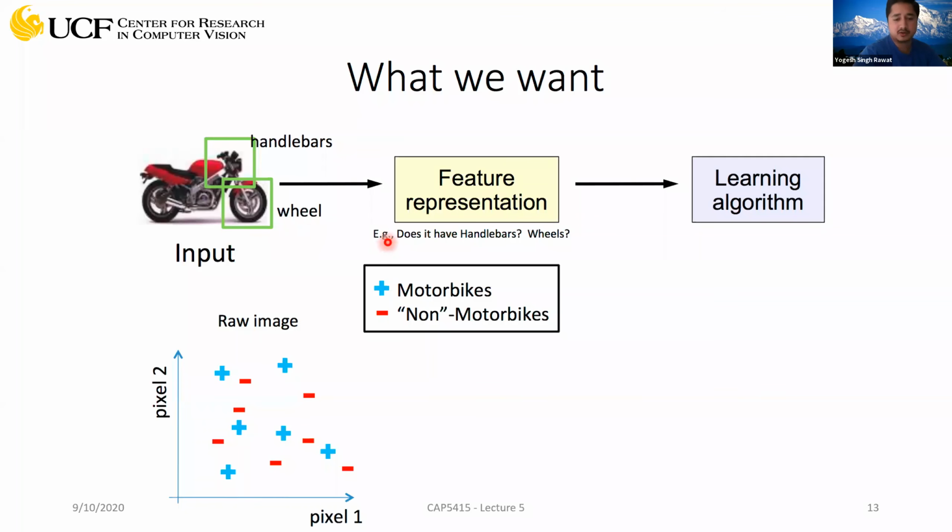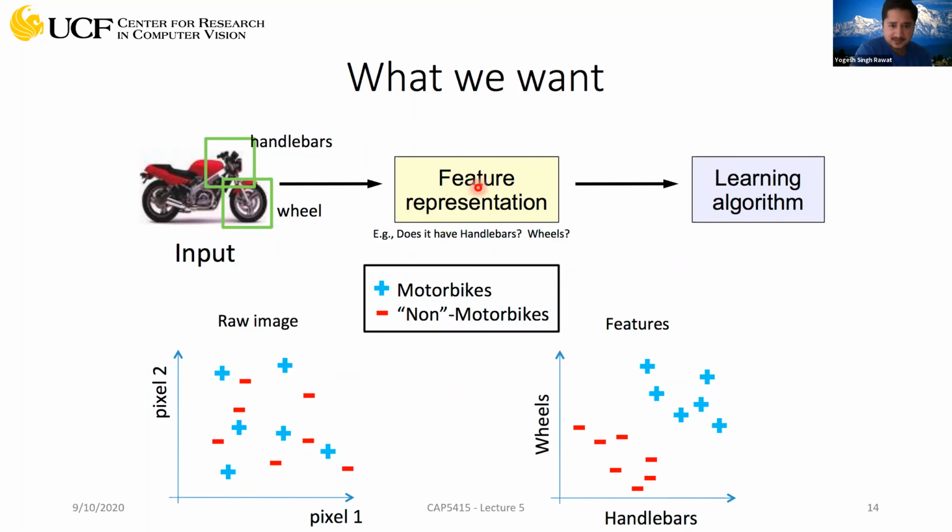Now what can we do about this? We can do something better. What if we try to predict different components of this particular object? In this case, we have a motorbike. So we can try to determine if this particular image has handlebars, or if this particular image has wheels. If we can extract features like this, then they will be more meaningful.